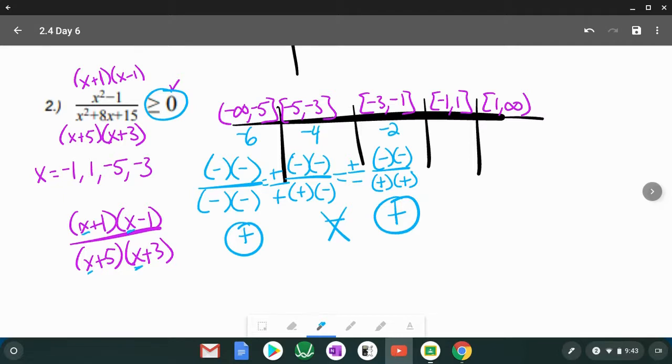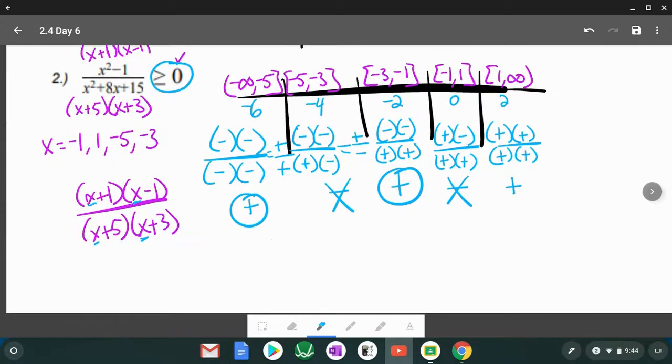We fixed it. In the next section, if we use 0, we have a positive times a negative over a positive times a positive. That's a negative. And then the last section, plug in 2. We have a positive times a positive times a positive and positive. So we have another positive. So we have 3 solution sections and our whole interval for the solution set, using brackets for all of them again because they are all included, would be that.